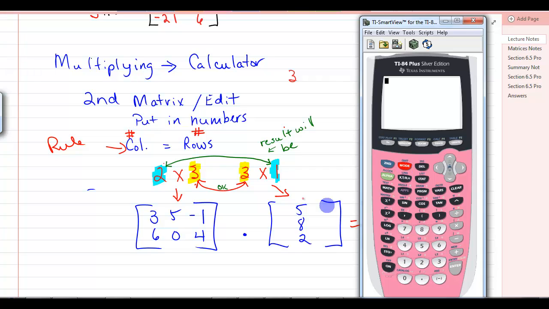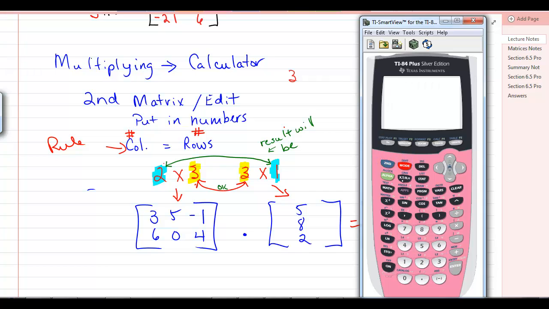Now let's repeat that process and create this second one. Second matrix, over to edit. We want to come down to the second one, so come down before you hit enter. We'll hit enter, and we do have a 3 by 1, and actually those numbers are already in there. So 5, 8, 2. I'm going to second quit.